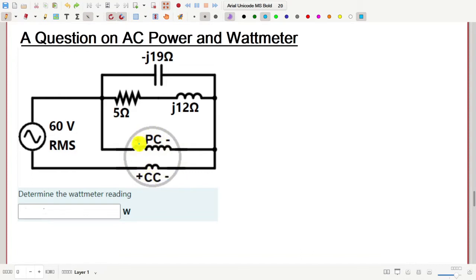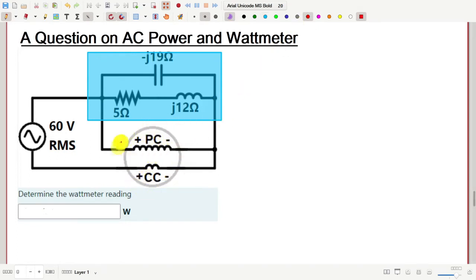You may solve this question possibly in different ways, but if you carefully look at the circuit, then it may become easier to solve this question easily. Notice that we can consider this resistor, inductor and the capacitor together as one load, and this source voltage is applied across the load, and here we have a wattmeter.